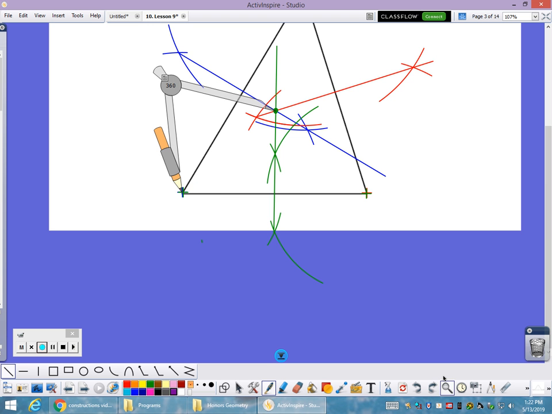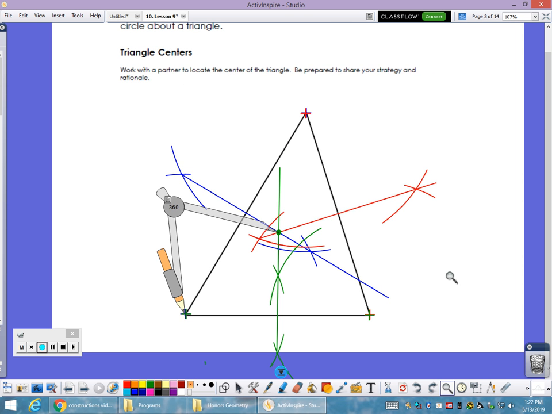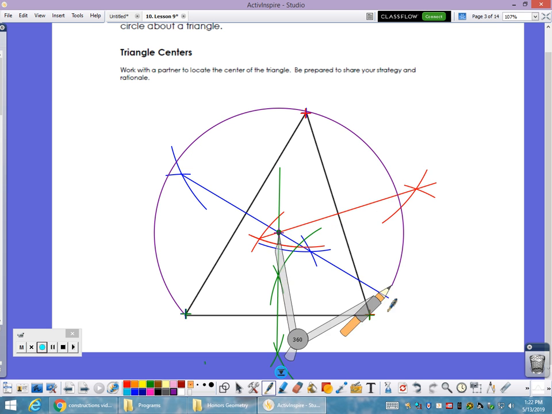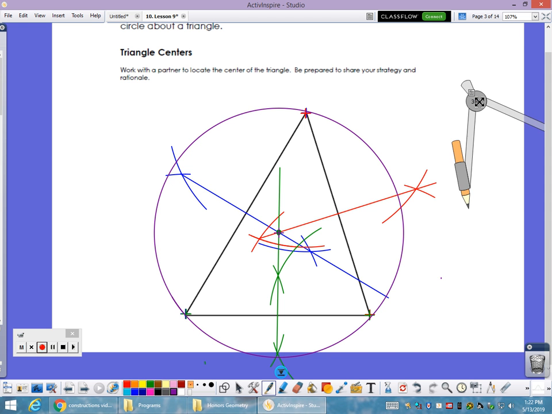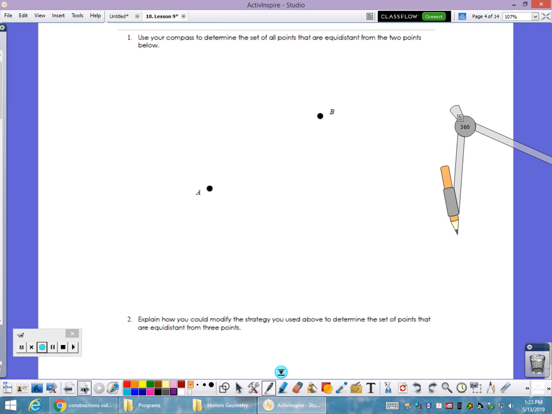Now when I go all the way around, if I draw a circle all the way around, it should hit all three of my vertices. So let's try it. 1, 2, 3. Woo! Now I'm a little bit off. Well, I can't quite see where it is, so it's pretty close. But we have circumscribed that triangle. So we found the center is right there. Okay, so that is my circumcenter. And notice it's inside the triangle.